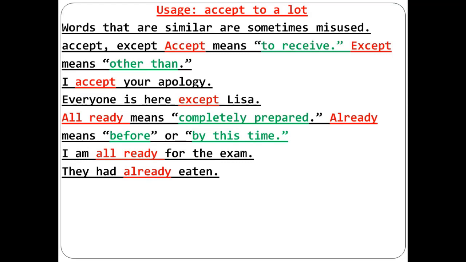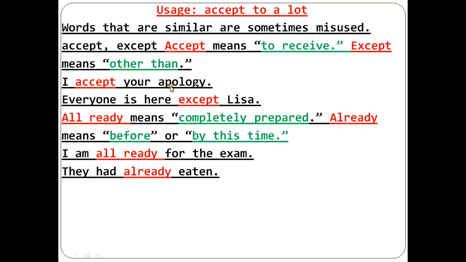Now you would find that we have synonyms or we have homonyms. These words have the same pronunciation and they can be misused. Accept and except. Now you can find here accept, except. So accept means to receive and except means other than.